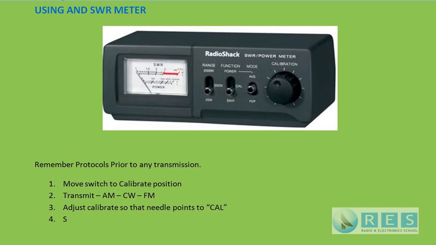number 4, switch to SWR and take the reading. So you're still transmitting, you were on the calibrate position, you did adjust this for full scale, you're still transmitting. While you're transmitting, you move the switch down to SWR and you read your SWR off the top scale. That would be 1 to 1, 1.5 to 1, 2 to 1, 3 to 1, and so on. Infinity up here, and a good SWR is 1.5 to 1 or less.